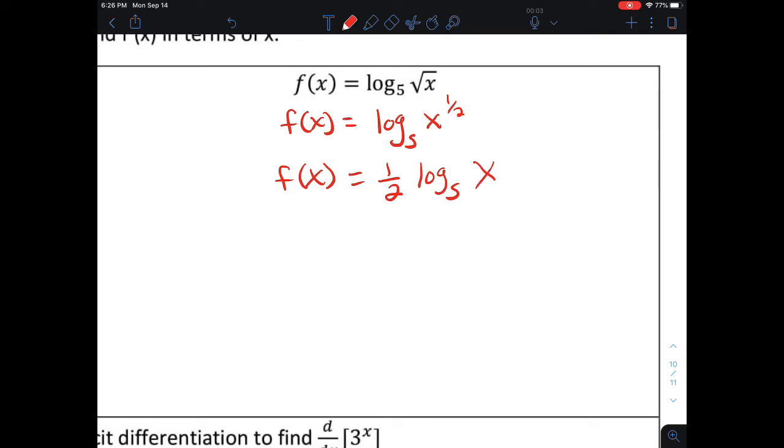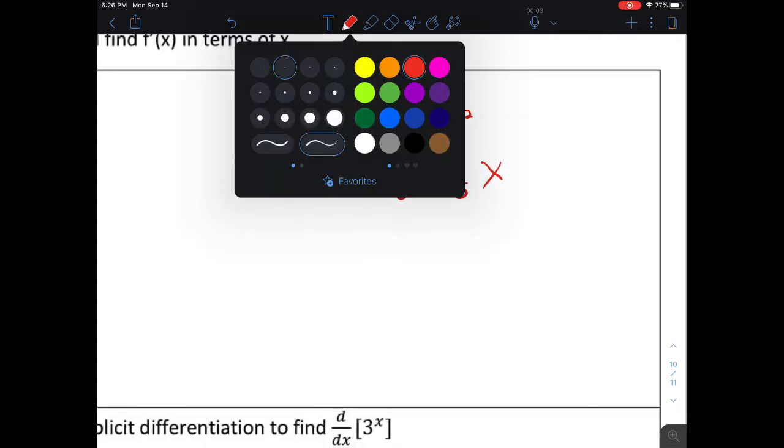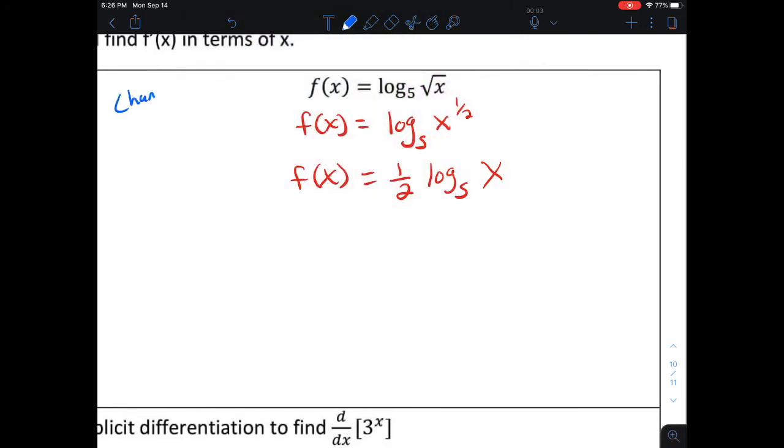Now, we don't have a derivative rule for logarithms that are not the natural log. So what we would have to do is the change of base formula. So we need to change the base. So the log base 5 of x is equal to the natural log of x divided by the natural log of 5. That's how we change the base of a logarithm. And so I'm going to substitute that in. And so we'd have 1/2 times the natural log of x over the natural log of 5.